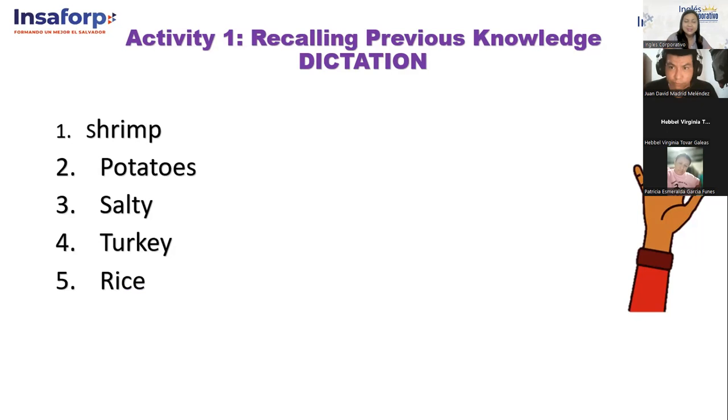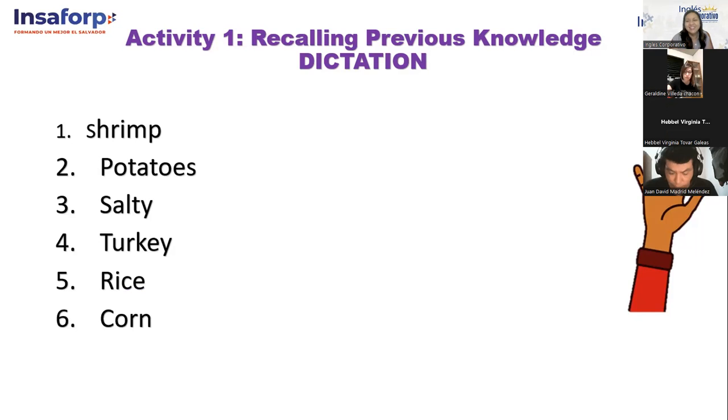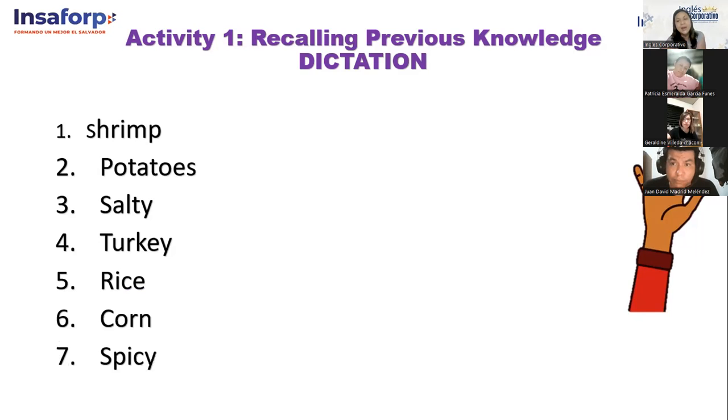What is number 6? Corn. Corn, yes. The crazy corn, delicious. Hey, 7. Spicy, yeah. Oops. Oh, I think I forgot to say number 8. Strawberries. Strawberries was number 8. I didn't tell you. I forgot.